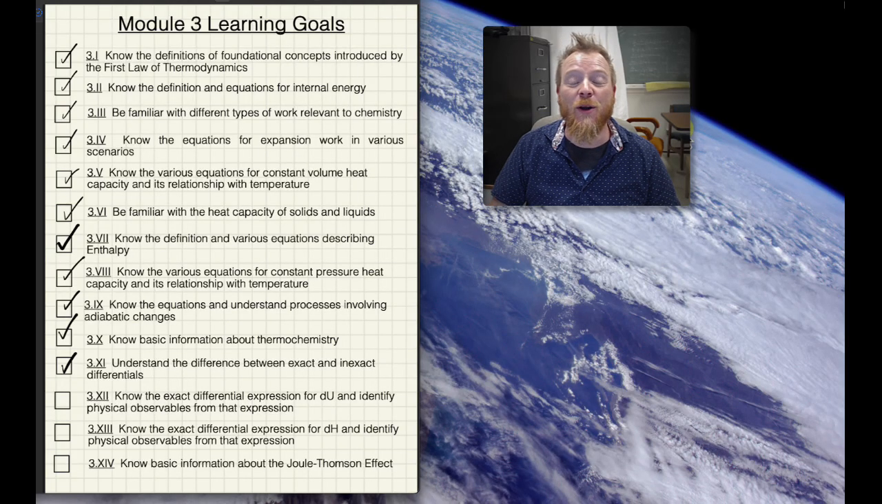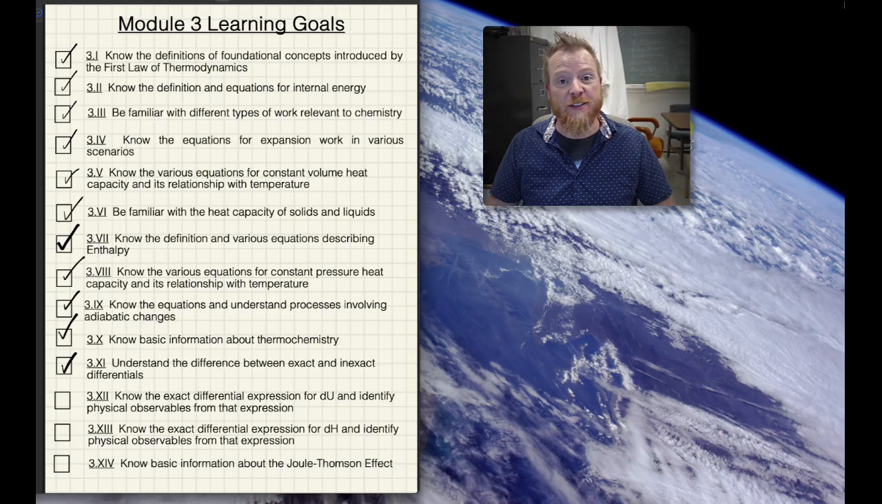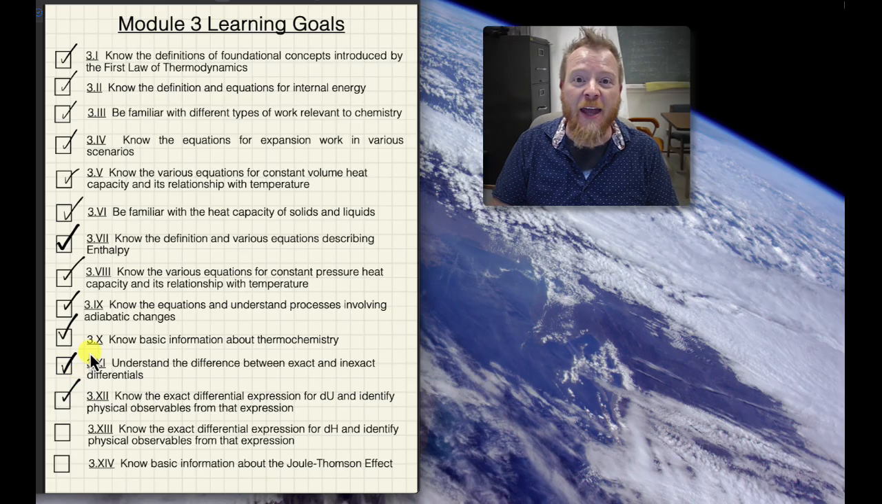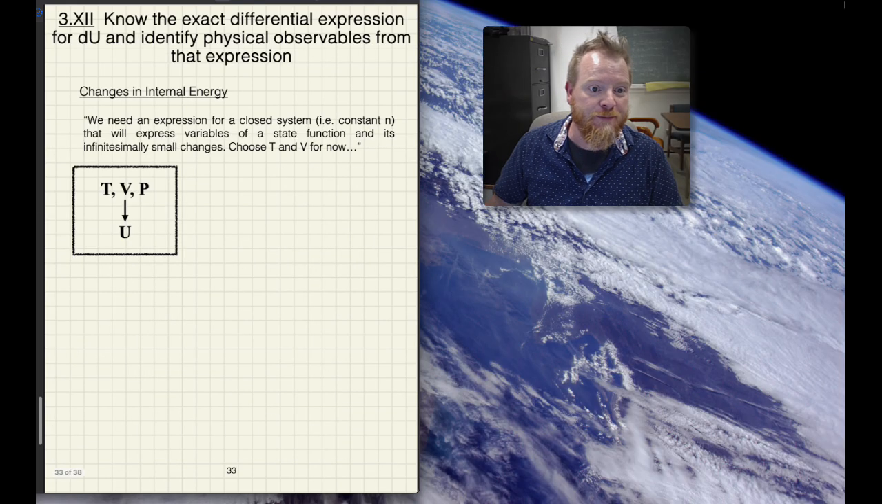Okay, hey folks, we are going to take what we discussed, this whole notion of state functions having exact differential expressions, and apply it to dU. And in doing that, we're going to see what type of derivatives manifest, and if those derivatives have physical implications, like are they things that we can observe in nature.